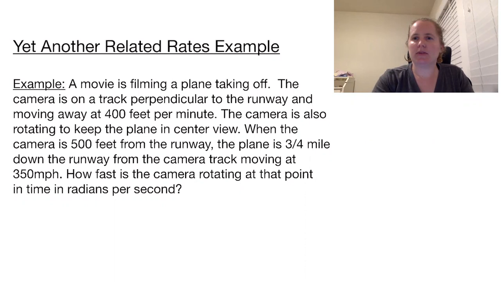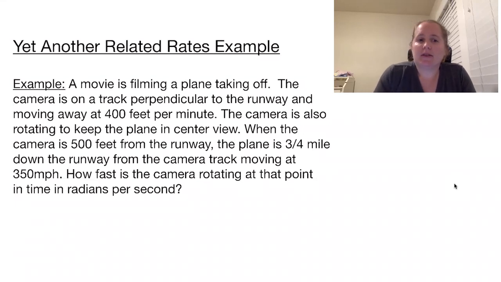Welcome to yet another related rates example. In this example, a movie is filming a plane taking off. The camera is on a track perpendicular to the runway and moving away at 400 feet per minute. The camera is also rotating to keep the plane in center view.